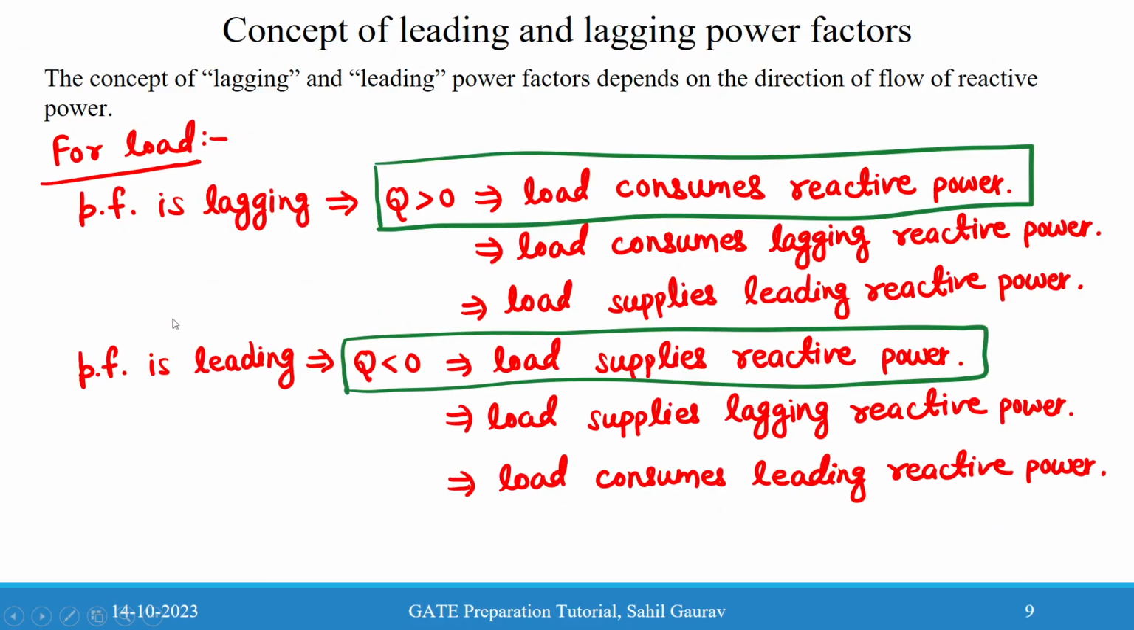I have written down here: lagging power factor means inductive load. Here you can also write inductive load, and here you can correlate your statement with these things. Inductive load supplies leading reactive power, and inductive load consumes lagging reactive power. And if the power factor is leading, then the type of load will be capacitive load.